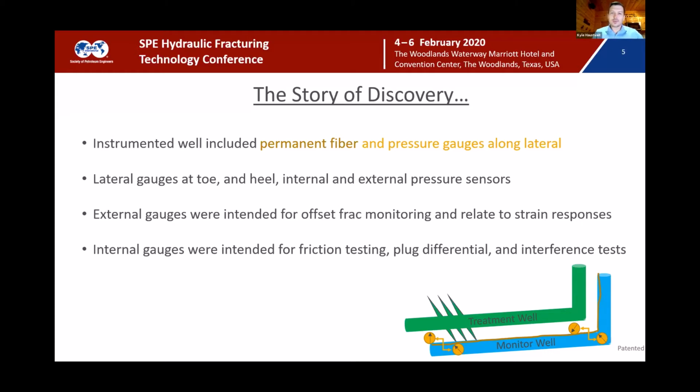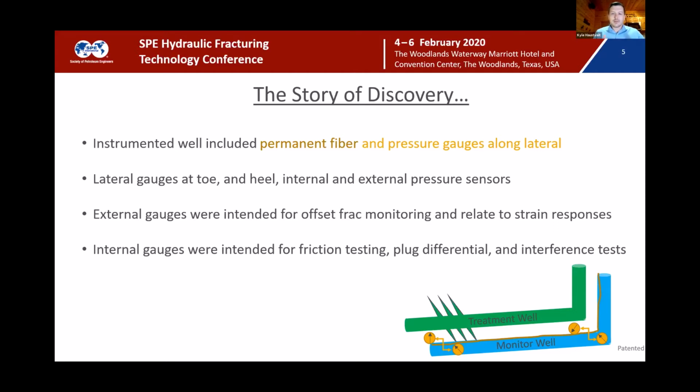Our goal was to use the pressure gauge ported externally to compare and contrast the pressure responses we see to the fiber optic responses. We never intended to use the pressure gauges ported inside the casing for anything to do with offset pressure. And that's because the wellbore was fully sealed, so we didn't think that it was going to see anything. We were planning to use the internally ported gauges for some of the friction reducer testing on the frac, to measure pressure differential across the plug, and then to perform production and pressure interference testing post completion.